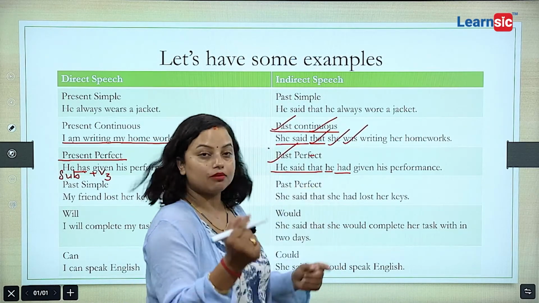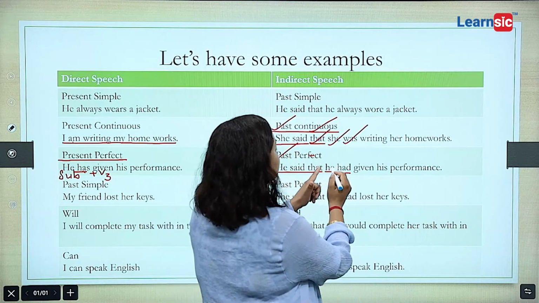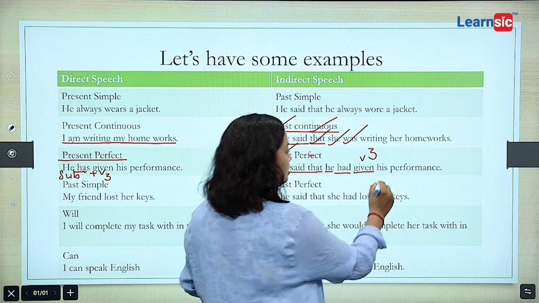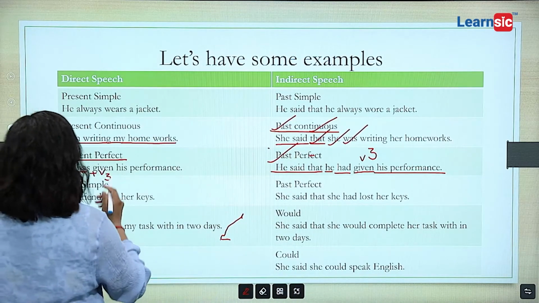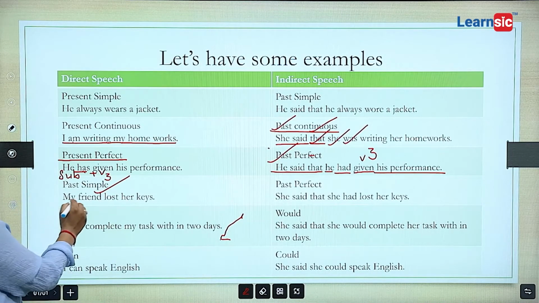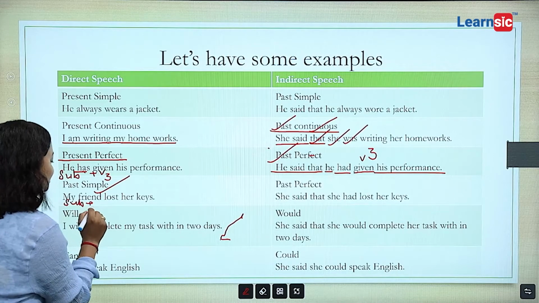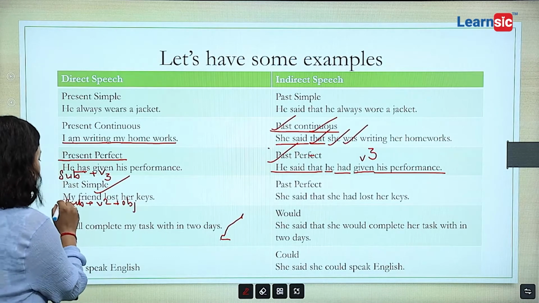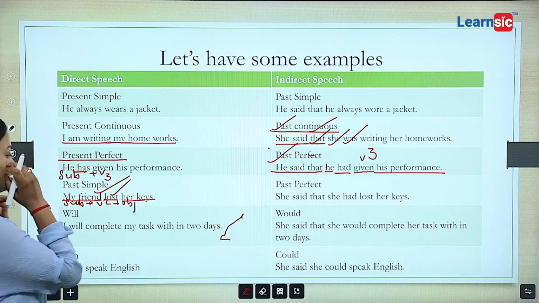So here we have only one option, that is had plus verb 3. He said that he had given. This is verb 3, or let's say past participle form. You have to copy the object itself. Now let's go to the case of past simple. My friend lost her keys. This is subject plus verb 2 plus object. Which one is subject? My friend. Lost is verb 2. Her keys, that is an object.